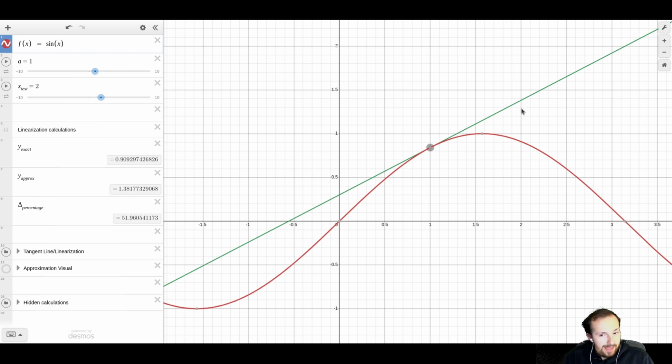So jumping back into our Desmos animation here, you can see that this green line, for example, would be the linear approximation of the graph of sine of x around x equals 1.